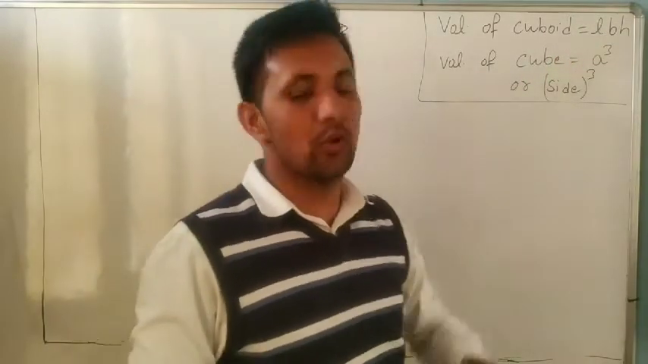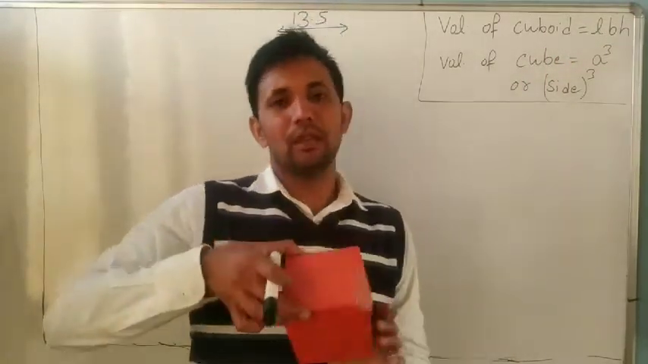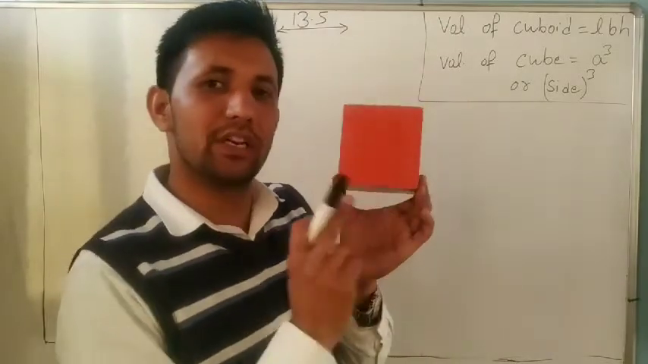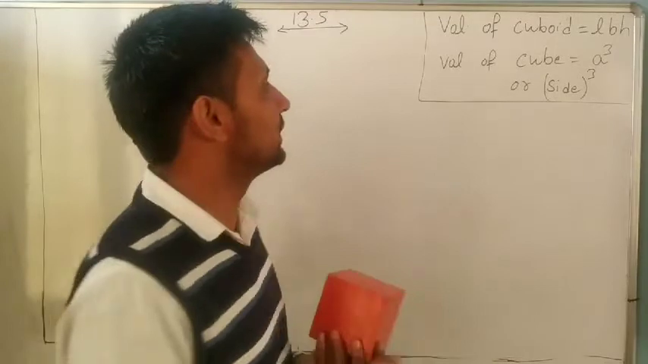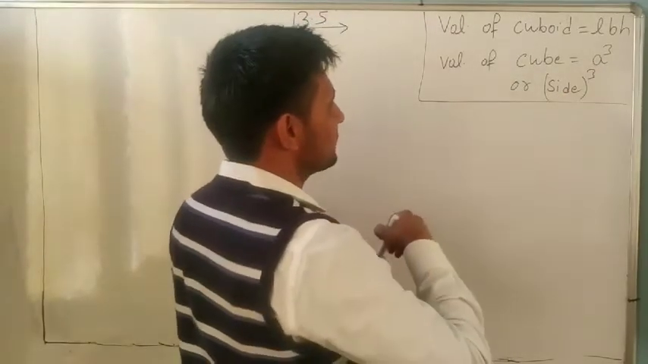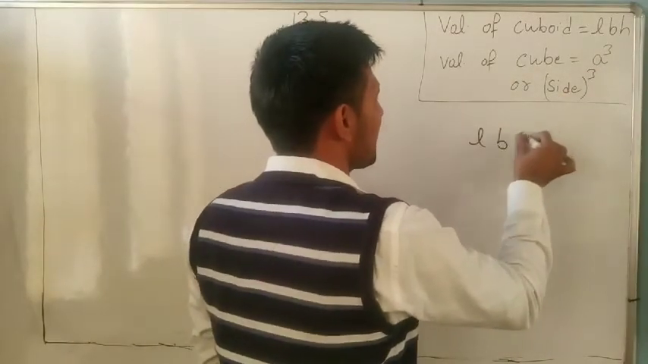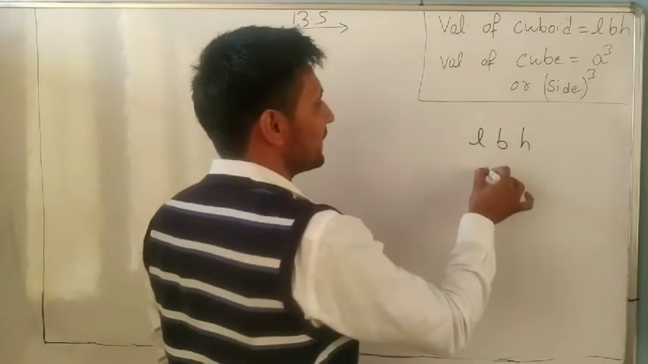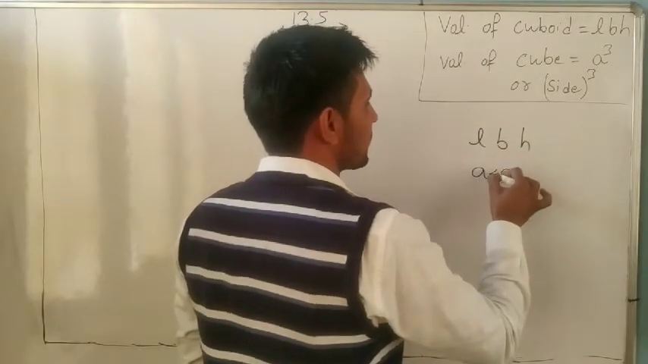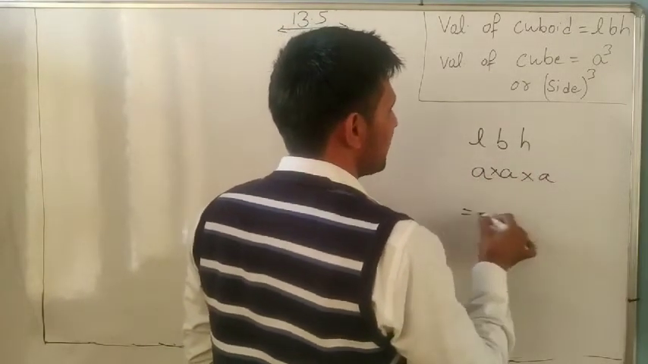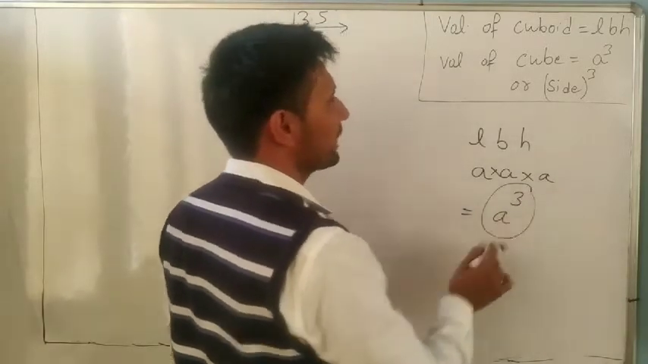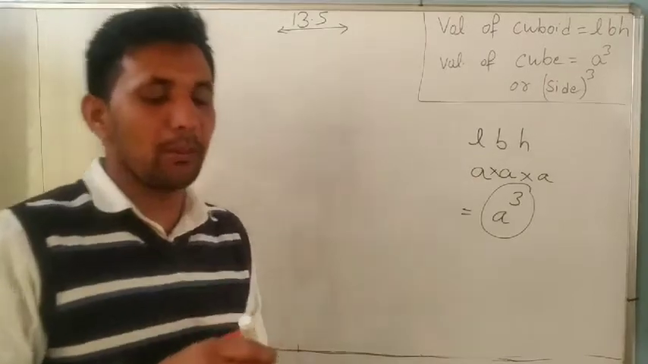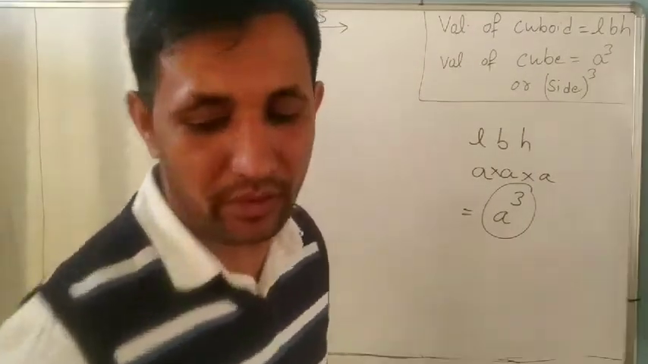And the volume of a cube: a cube is a three-dimensional figure whose all three sides are equal. So length, breadth and height are all equal, the side is the same as it is. In a cube, length is a, breadth is also a, height is also a. So it means a into a into a, a cube. So the volume of a cube means multiplying the side 3 times.